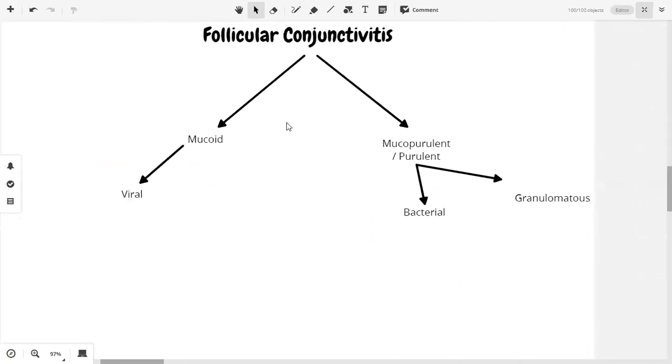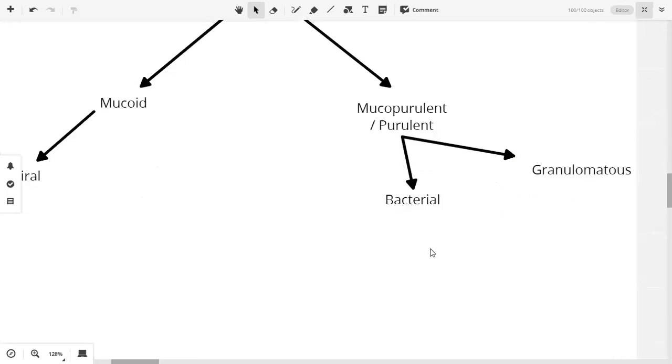So, based on the follicular conjunctivitis, if the discharge is mucoid, our etiology is viral. If it's mucopurulent, we will go towards bacteria. In granulomatous, granulomas will be present. In the question stem it will be plainly obvious. If it is TB, the patient will have TB and all that. So it's not that highly important what to put.